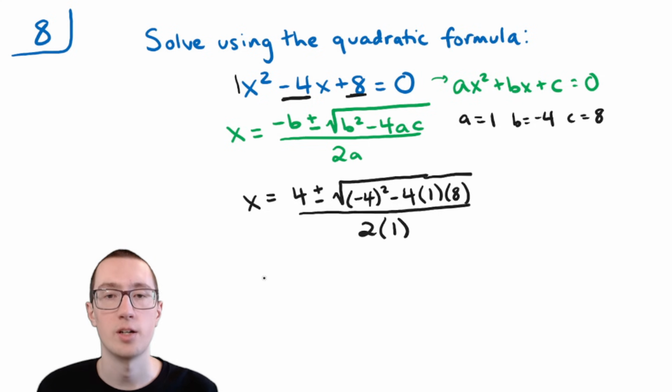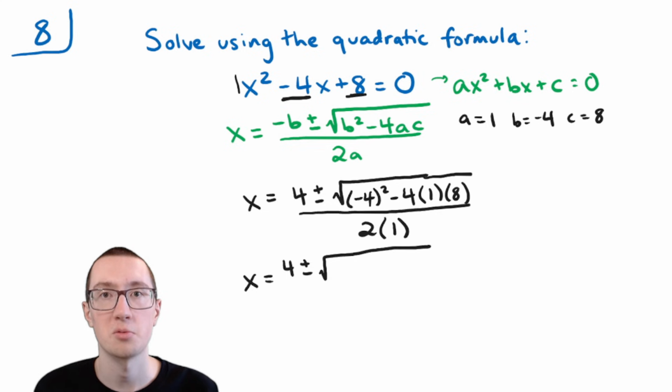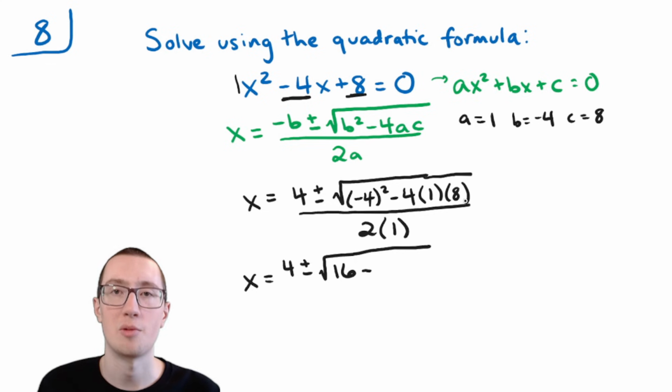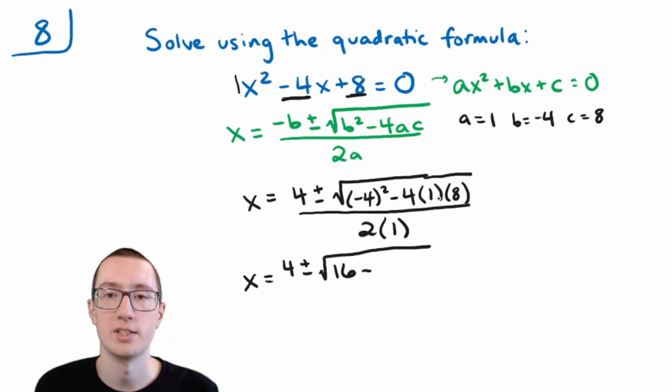All right, so let's go ahead and clean up what we have here. We have x equals 4 plus or minus the square root of negative 4 squared. Well, that's negative 4 times negative 4. 4 times 4 is 16, and two negatives make a positive. So we'll have positive 16 minus 4 times 1 times 8. Well, anything times 1 is itself, so this 1 isn't doing anything. And 4 times 8 is 32. And that's all going to be over 2 times 1, which is 2.